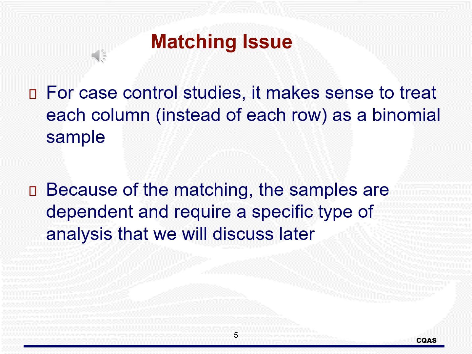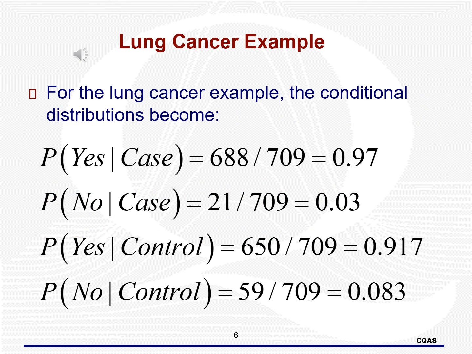For this study and any other case control study, it makes sense to consider each column as a binomial sample. The problem in this case is that these samples would not be considered independent. Let's take a look at the conditional distributions for the lung cancer example. Here are the conditional probabilities for the lung cancer study. Notice that the probability that you smoked given that you have lung cancer and the probability that you smoked given that you don't have lung cancer are both quite high. This is probably a reflection of the time period.